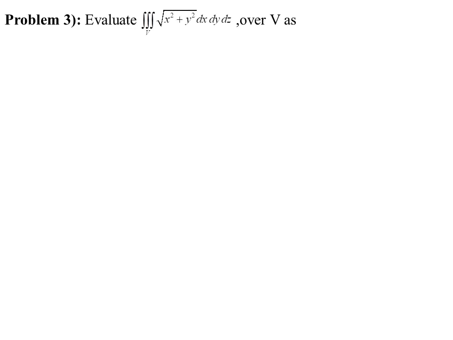Well students, now we'll move to problem number 3. Evaluate the triple integration over V of square root of x square plus y square into dx dy dz, over volume V as x square plus y square is equal to z square, z greater than 0 and z varying from 0 to 1. So the solution goes like this.